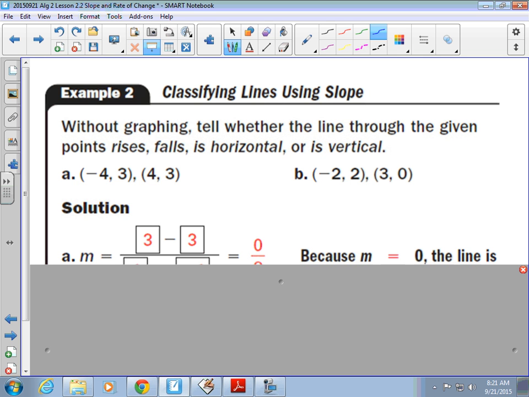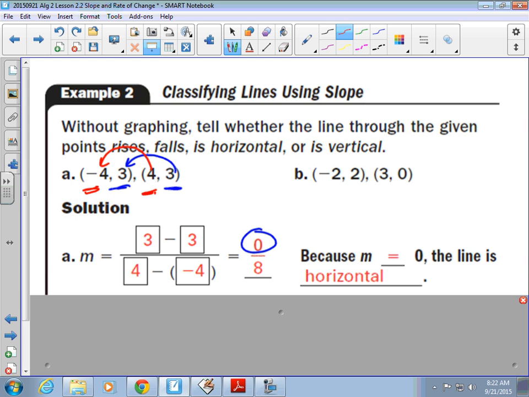So there's your slope formula again. Y sub 2 minus Y sub 1. 3 minus 3 is going to give you 0 on top right there. Over X sub 2, this one, minus X sub 1. 4 minus a negative 4, plus 4, is going to be 8. 0 over 8. You have 0 on the top. Remember, 0 is a horizontal line.